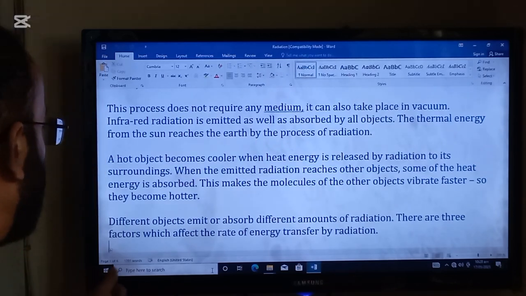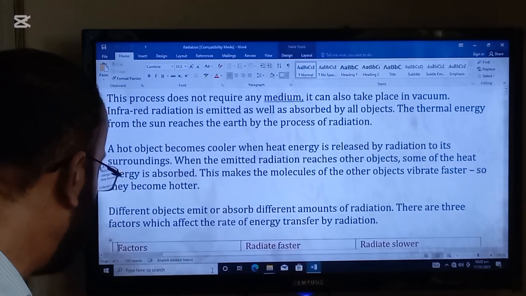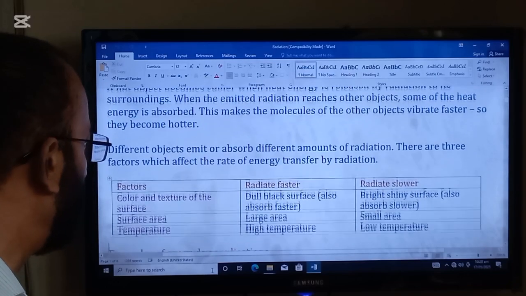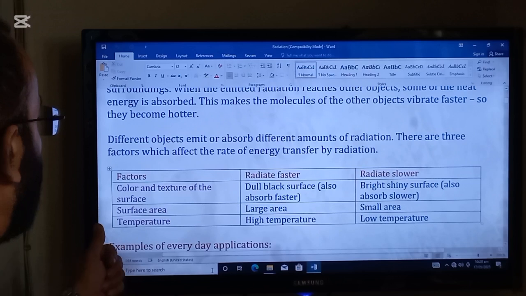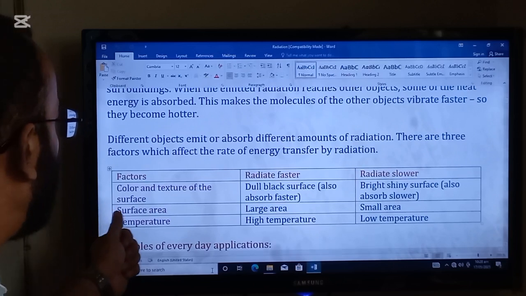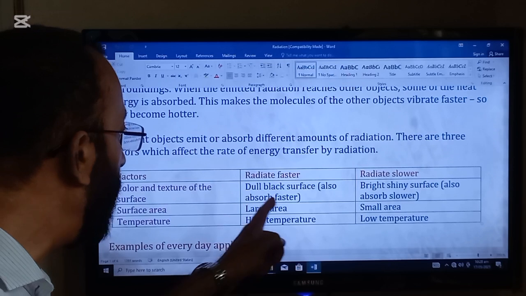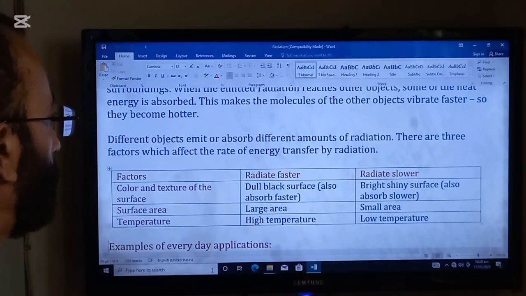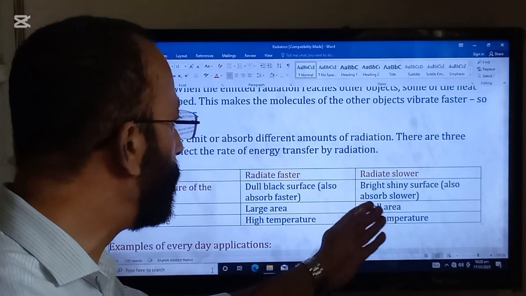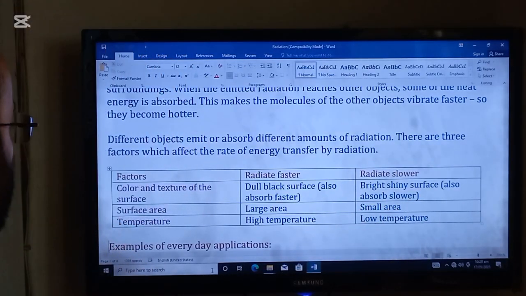There are three factors which affect the rate of energy transfer by radiation. So, a very important question, a very important concept. This normally comes in the paper. The first factor is color and texture of the surface. Dull, black surfaces absorb faster. Bright, shiny surfaces absorb slower.